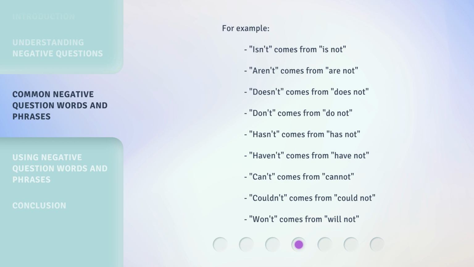For example, isn't comes from is not, aren't comes from are not, doesn't comes from does not, don't comes from do not, hasn't comes from has not, haven't comes from have not, can't comes from cannot, couldn't comes from could not, won't comes from will not.